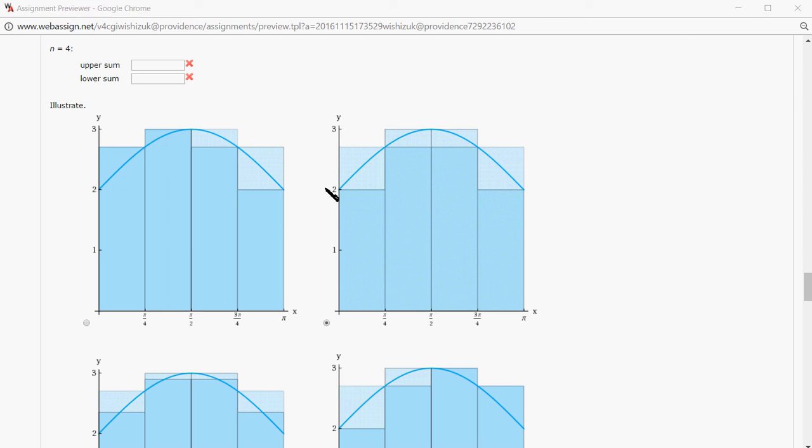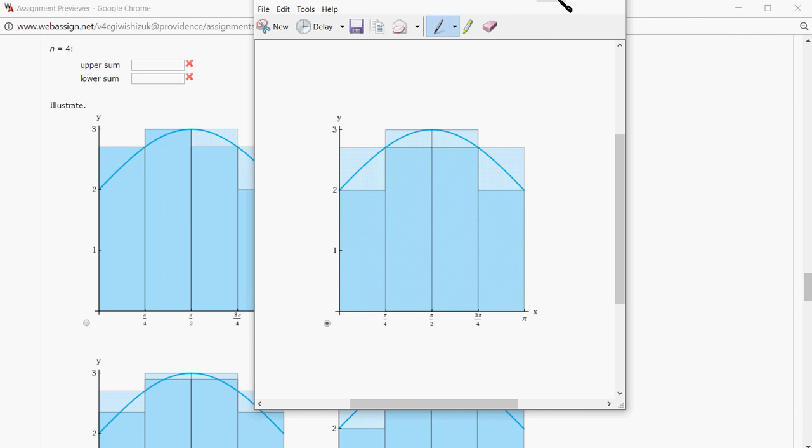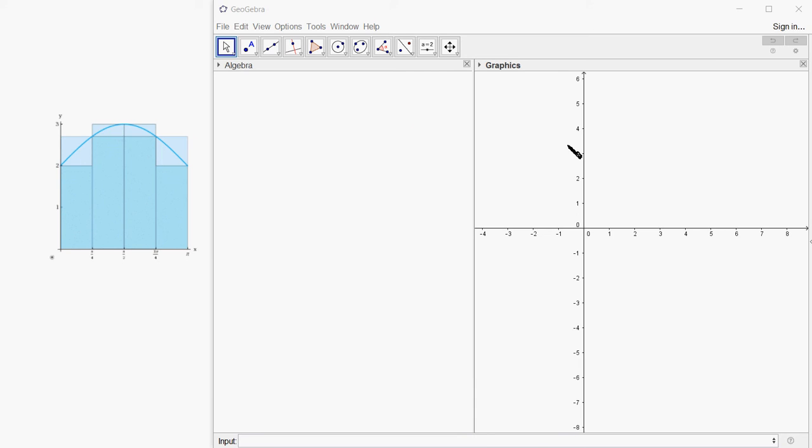So I'm going to grab this picture so that we can compute it. Let's compute it on GeoGebra here. I'm going to type in f of x is equal to 2 plus sine of x. Hit enter, and we have the function. For the upper sum, I'm going to call it u sub 4, and it is equal to.